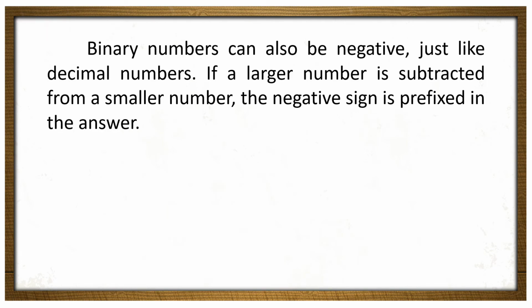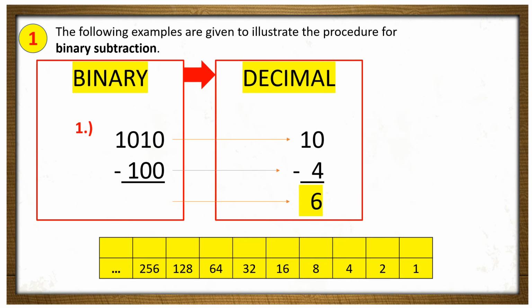Binary numbers can also be negative, just like decimal numbers. If a larger number is subtracted from a smaller number, the negative sign is prefixed in the answer. The following examples are given to illustrate the procedure for binary subtraction. This time, let us follow the rules in doing this binary subtraction.